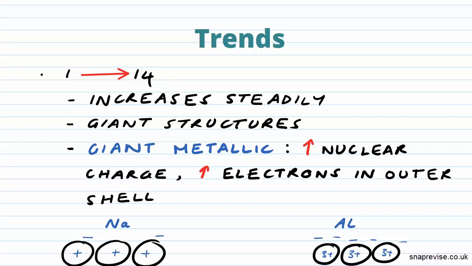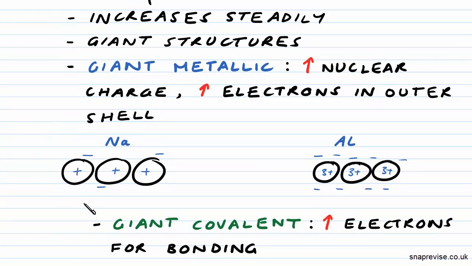So, for each successive group, if an element has a giant metallic lattice, we have an increase in the nuclear charge, and we also have an increase in the number of electrons in the outer shell, which causes a stronger attraction. So what you can see here is that we have sodium, which has one delocalized electron for every positive ion, and then as we move along through our groups, we have aluminium, which has 3 delocalized electrons per positive ion, which allows for the higher melting point, because as you can see there are more electrons delocalized per positive ion, allowing for stronger forces of attraction.